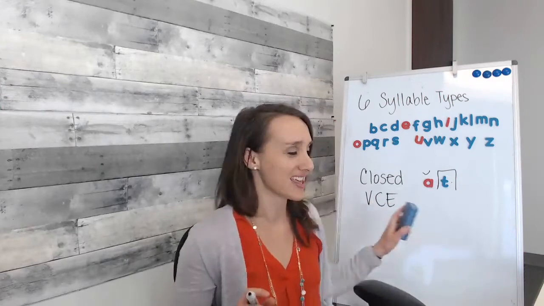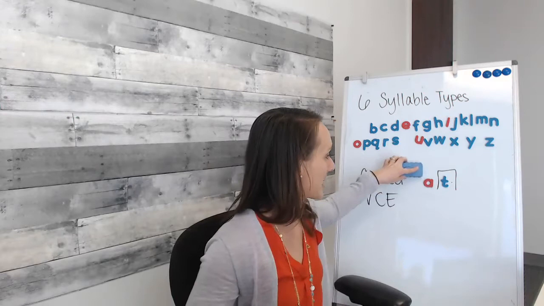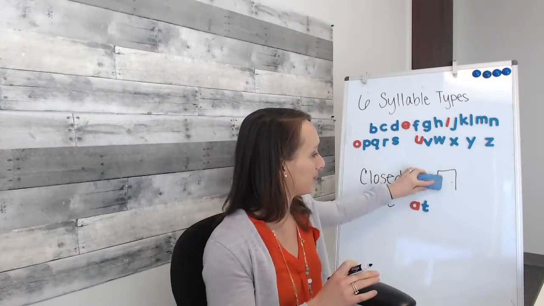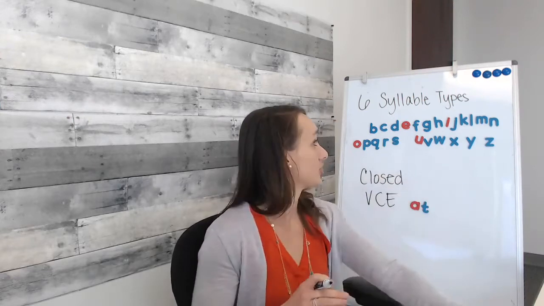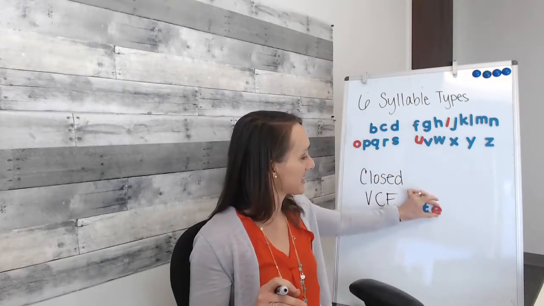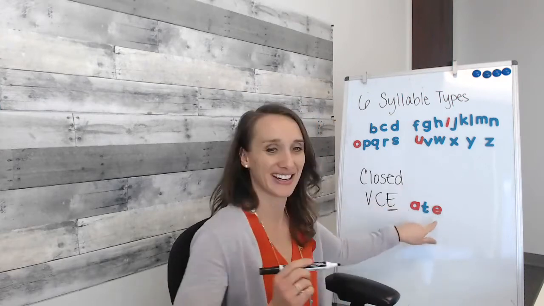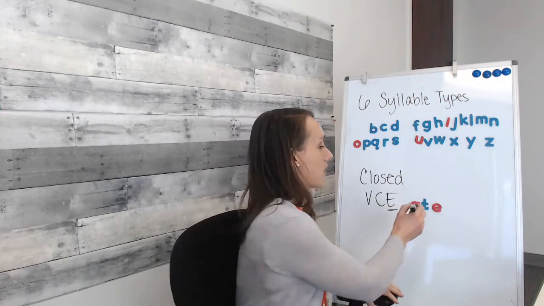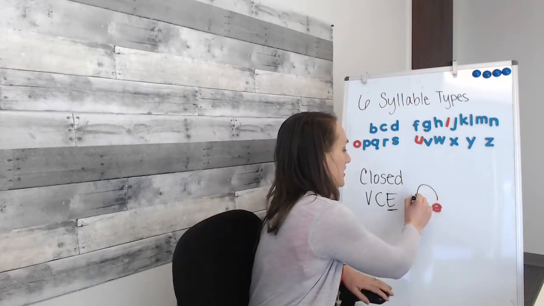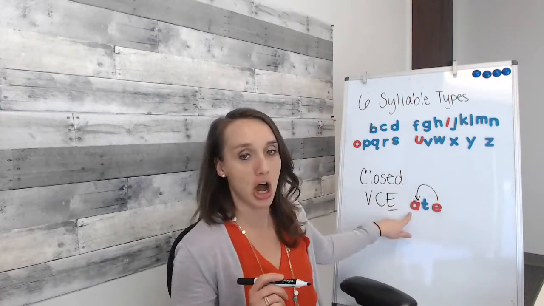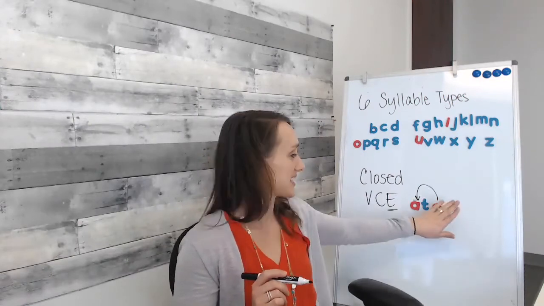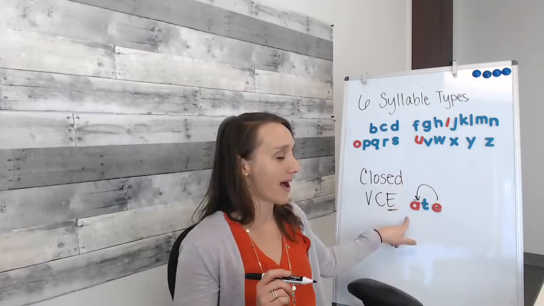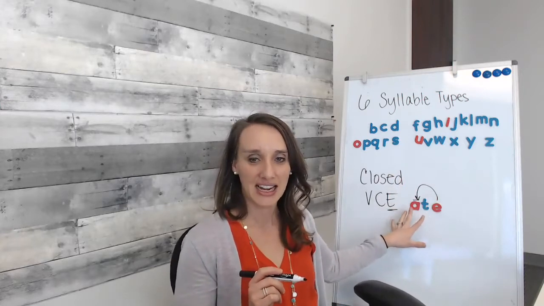So if we take this same example that we had here, we pull this down, we have a closed syllable right now. We have at. What happens is as soon as we add an E to the end, we're going to create a long vowel sound. This E is going to jump over and make that A long. The E is silent, but it has to be there to give the A the power to say its name. So that's our second syllable type.